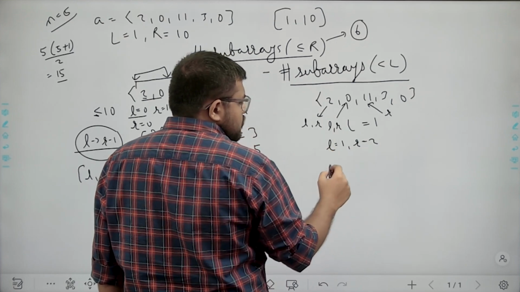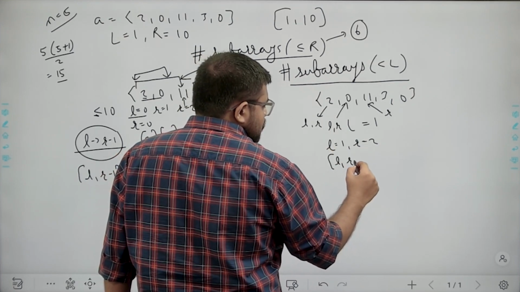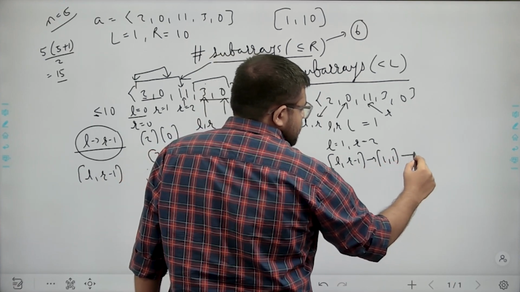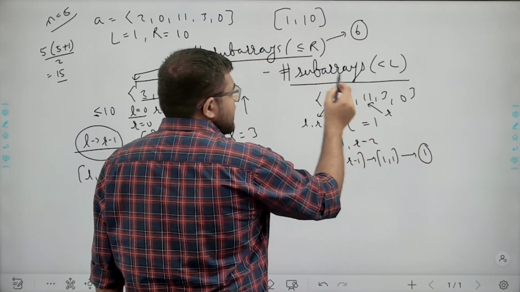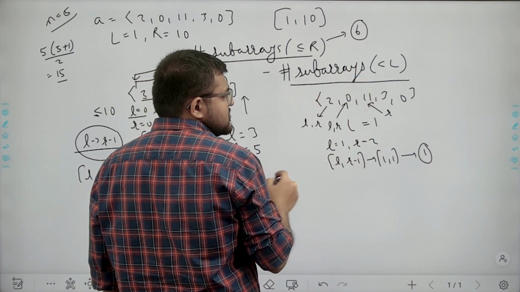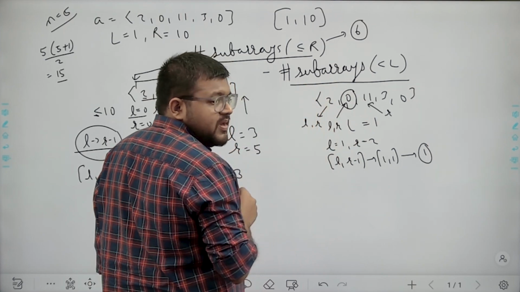So I want to count the number of subarrays from L to R minus 1. That is from 1 to 1. That is nothing but 1. So there is one subarray where the maximum value is less than L. This is the lone subarray.